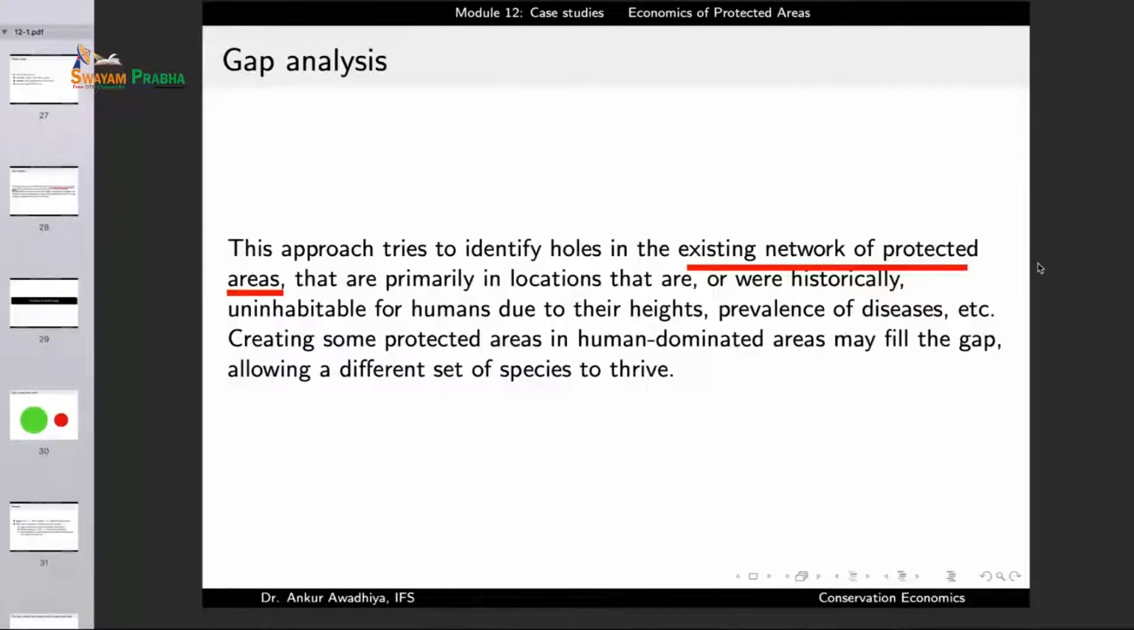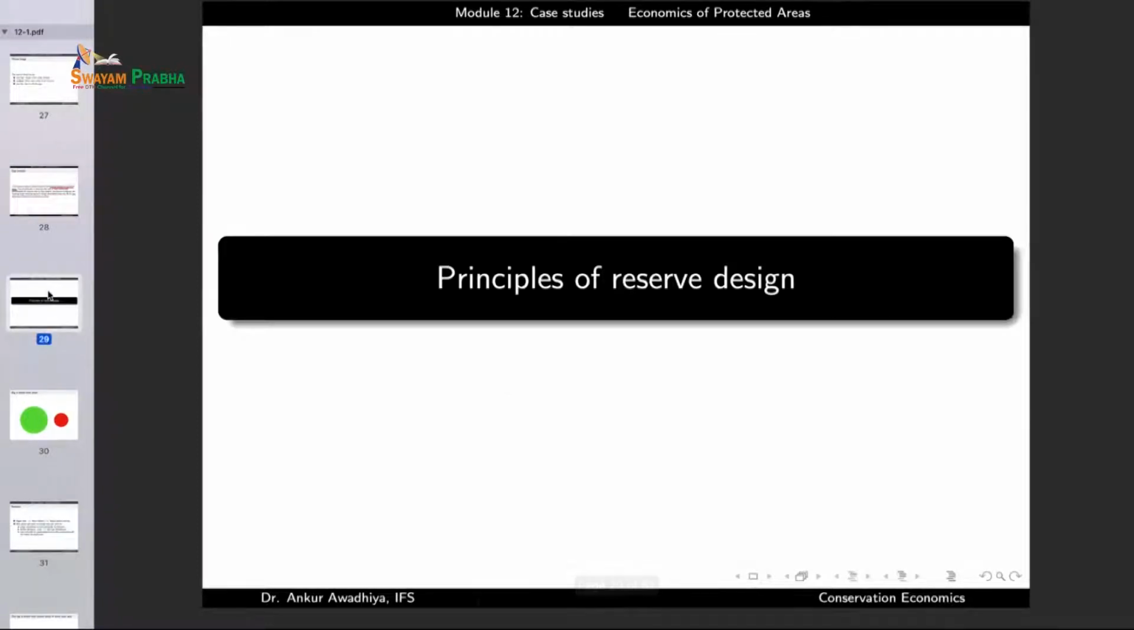And whenever we are making a protected area, whenever we have the chance to make a protected area, there are certain principles of reserve design that should be kept in mind.